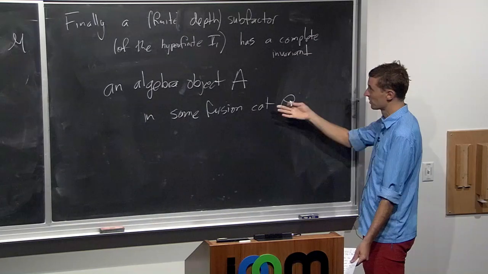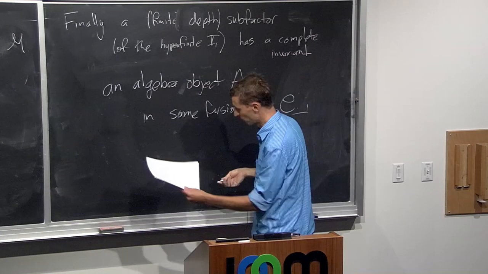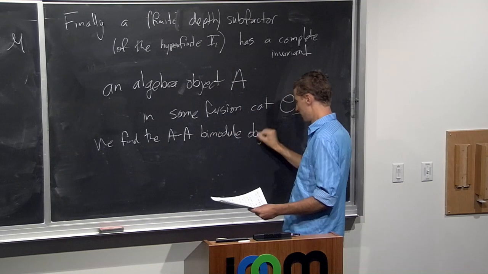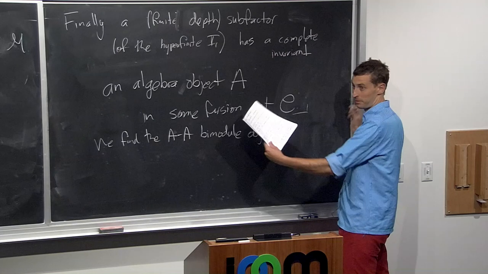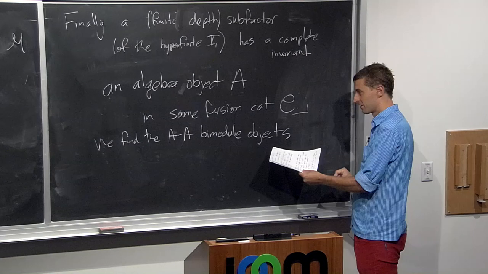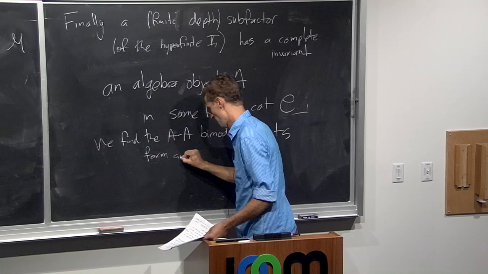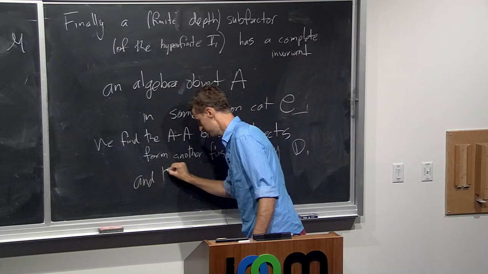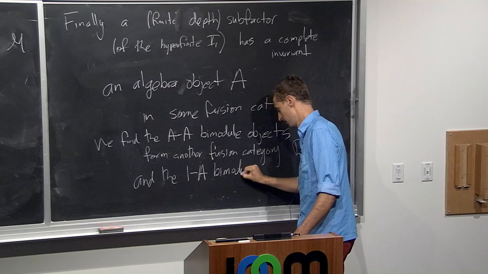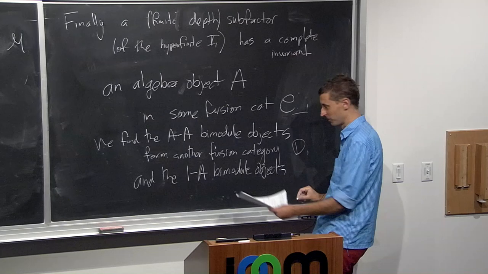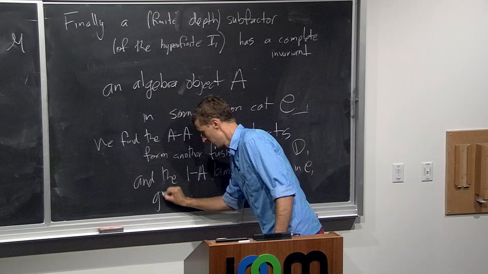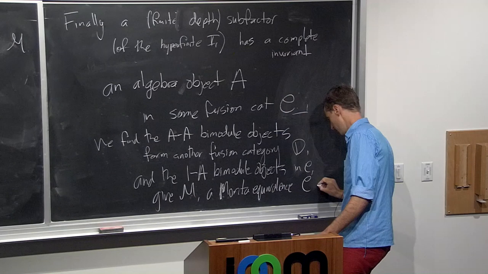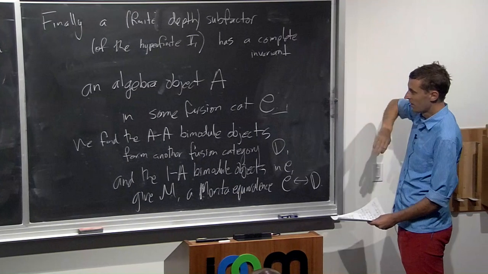But we can extract this pair of objects from a subfactor, and I just want to show you a little bit of what we get from that. We find the AA bimodule objects, so that is the objects in C which we can equip with a map that tells you how to multiply by A on either side. The AA bimodule objects themselves form another fusion category, which I'll call D. And the 1A bimodule objects, so that's just the right module objects in C, give another category M, which is a Morita equivalence between C and D.